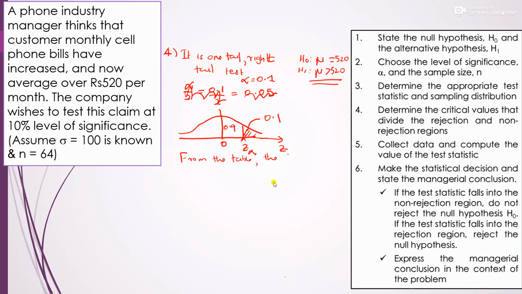The critical value Z alpha, that is at 0.1. Can anyone say what is the Z alpha value where the area between 0 and Z alpha should be 0.4? That is your probability of 0 less than Z less than Z alpha is equal to 0.4. So from the table you can find out.